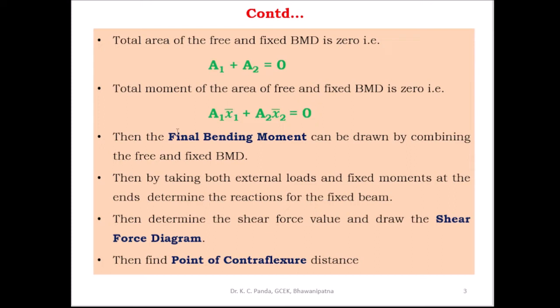Then after knowing MA and MB, you can draw the final bending moment diagram by combining the free bending moment diagram and the fixed bending moment diagram. Then, by taking both external loads and fixed moments at the ends, determine the reactions for the fixed beam. Then determine the shear force values and draw the shear force diagram. Then find the point of contraflexure distance. Also you can find the maximum bending moment where the shear force is 0.